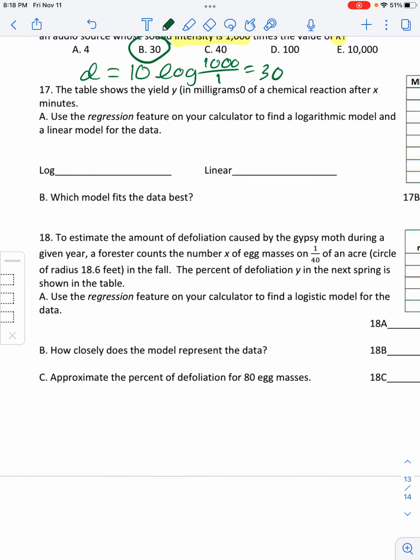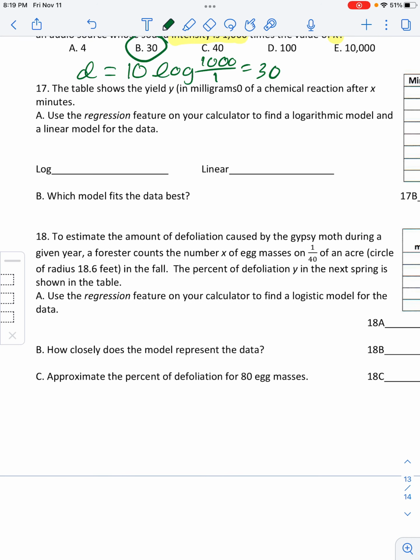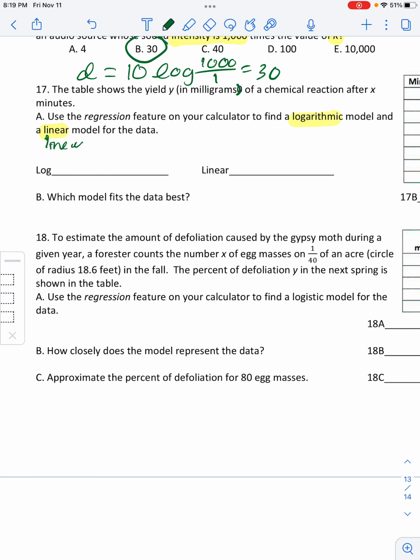So what do I need to do? It shows the yield in milligrams, so that'll be important for me to think about later probably, of a chemical reaction after X minutes. Use the regression feature to find, and now pay attention to what it tells you to do, log and linear. Okay, so linear, remember, I think it says linear regression. I think it'll give you linear, and then it'll show AX plus B, but log is ln regression. So keep that in mind, that a logarithmic is going to be ln.